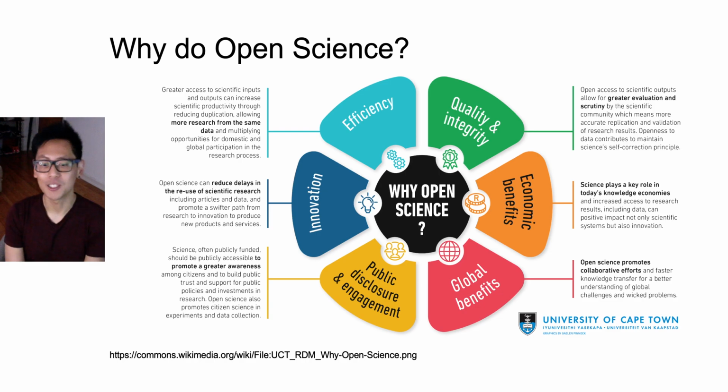On the top right, which I think is a critical point to doing open science, it allows for greater evaluation and scrutiny. So it allows reviewers to check whether someone's data and analyses are reproducible, and also improves their feedback, which I'll go into further detail later.